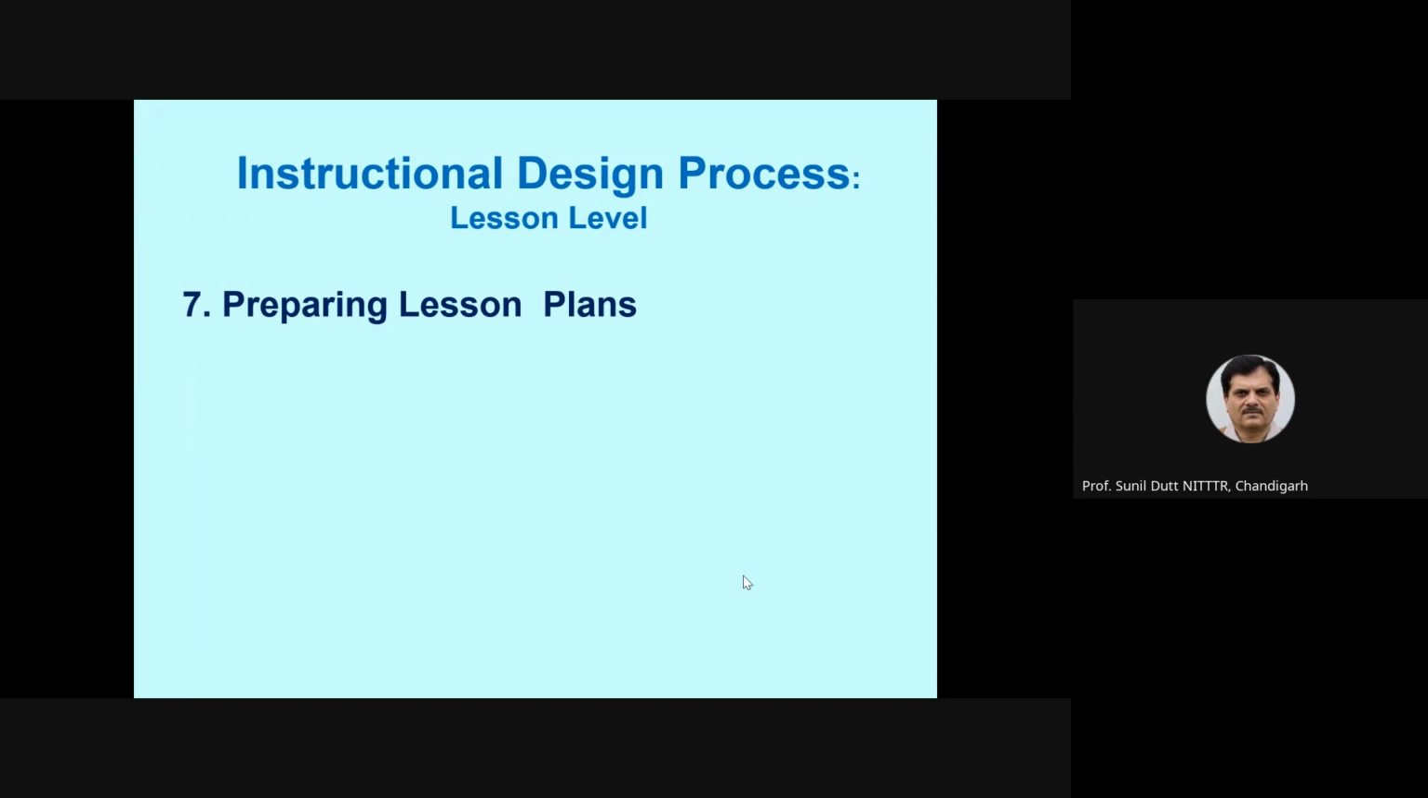arranged in the order in which they are to be presented. It may include learning outcomes to be achieved, points, that is, components to be included, reference to some instructional media to be used, reference to some textbook, questions, assignment, etc.